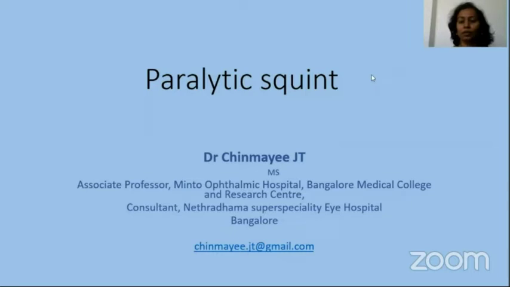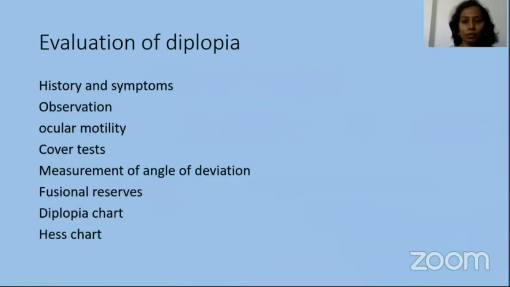As my previous speakers have already highlighted the evaluation of the concomitant squint, my talk will be limited to the specific tests that we will have to be doing in paralytic squint. So in the history and symptoms, the important thing is double vision or anomalous head posture. That is the main characteristic feature of the paralytic squint. We have to observe these symptoms and the patient's complaints, and we have to check the ocular motility, the cover test, the measurement of the angle of deviation, fusional reserves, diplopia chart, and the Hess charting have to be done.